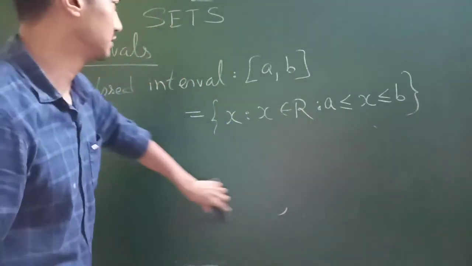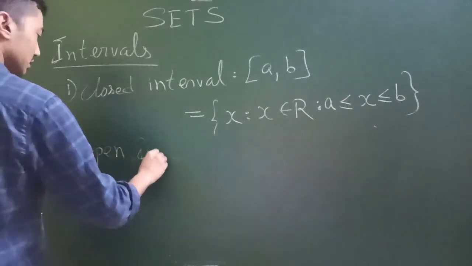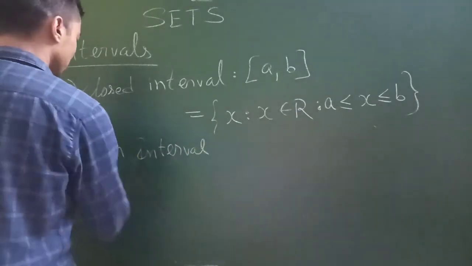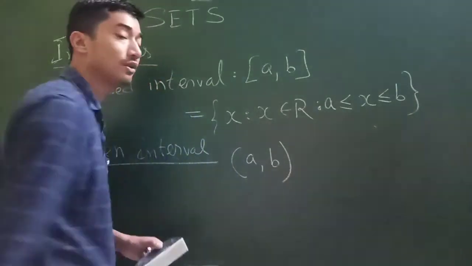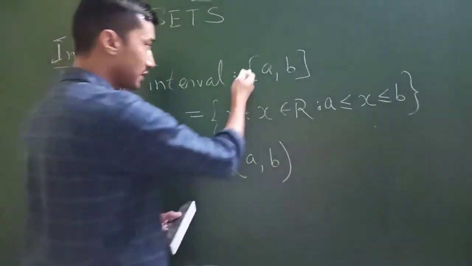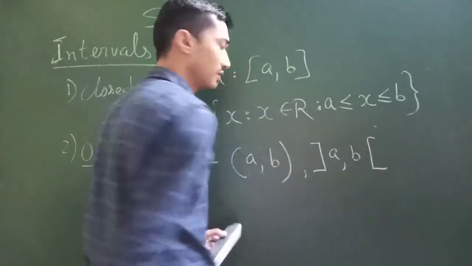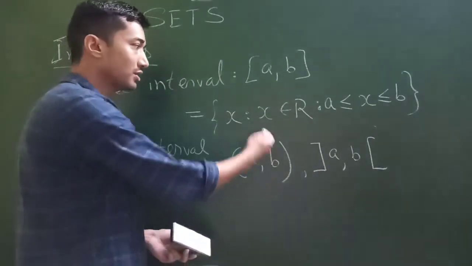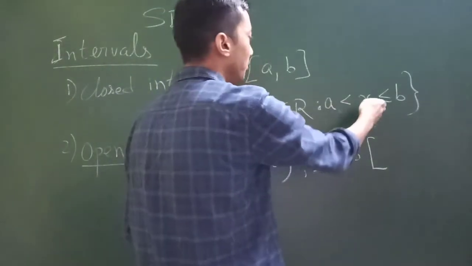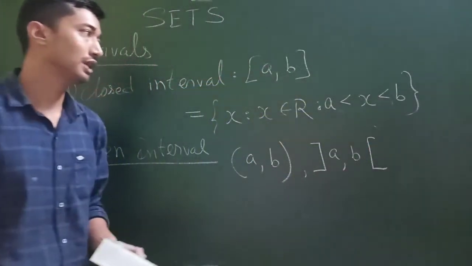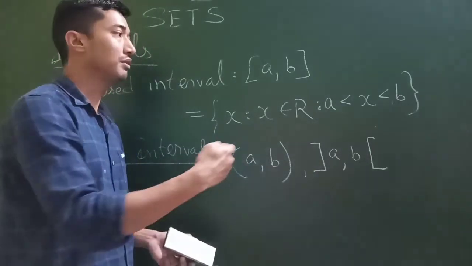Then I will talk about open interval. Open interval will be simply denoted by round brackets, sometimes called ulta bracket, like this. Notations are different, so you just have to understand the concept. And this means open, that is, after a before b. After a before b.